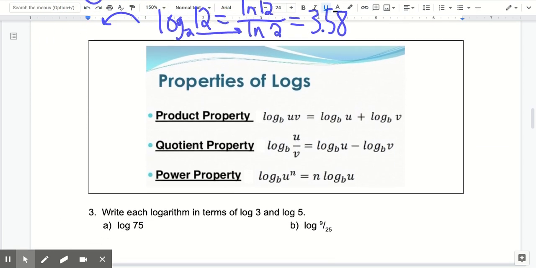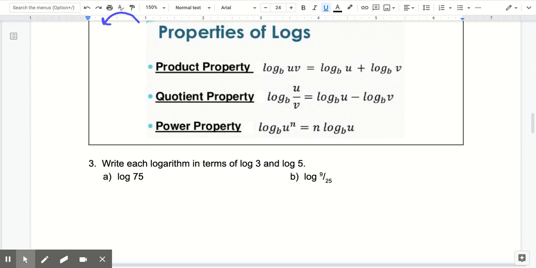Now, we have 3 different properties of logarithms that we learned about in Algebra 2. The first one is for multiplication. If you are taking the log of 2 things that are multiplied together here, you can split that up into addition. Okay, so multiplication means addition. If you are taking the log of 2 things that are divided, you can split that up into subtraction.